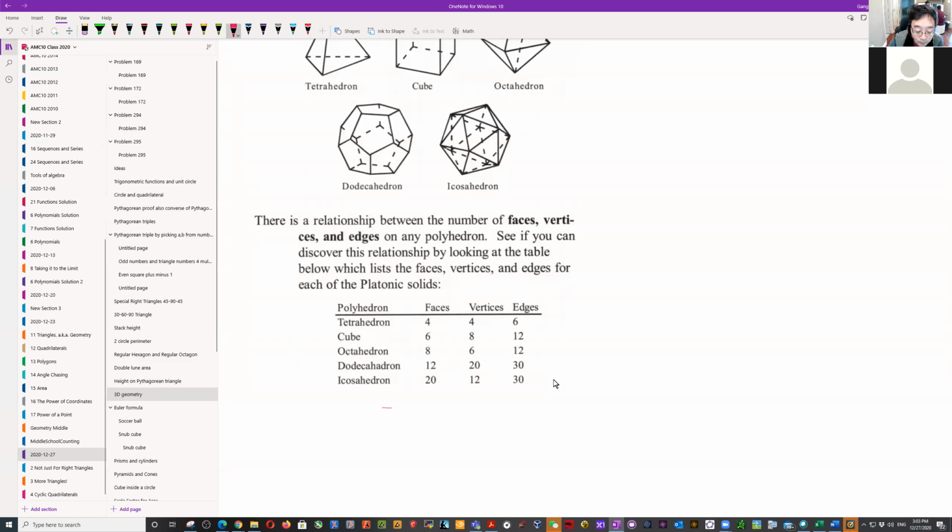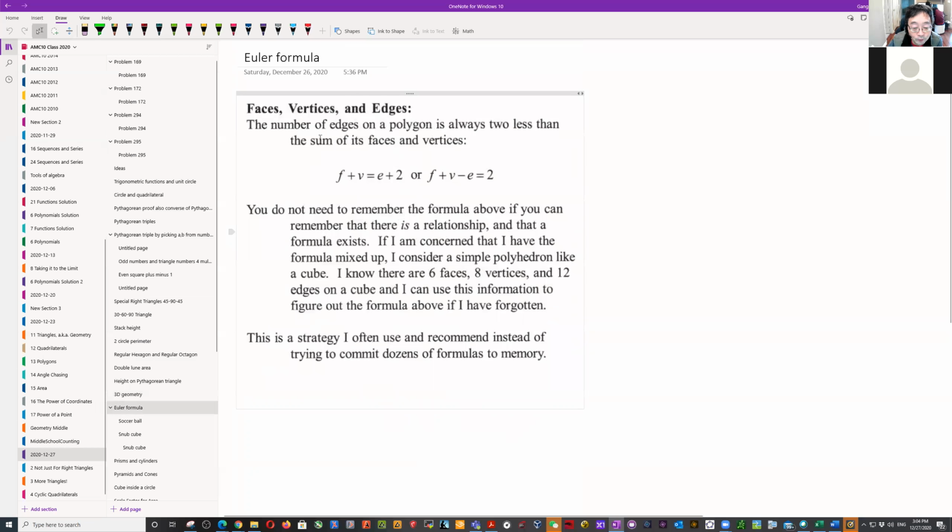The number of faces plus the number of vertices equals the number of edges plus 2. You can check them. For example, for the cube, 6 plus 8 equals 12 plus 2. And it works on all of those. Actually, not just on the regular polyhedrons. It works on any polyhedron. So this is one of the formulas we have to know how to use, the Euler formula. You can write it this way or this way: faces plus vertices minus edges equals 2. This is another way to write it.